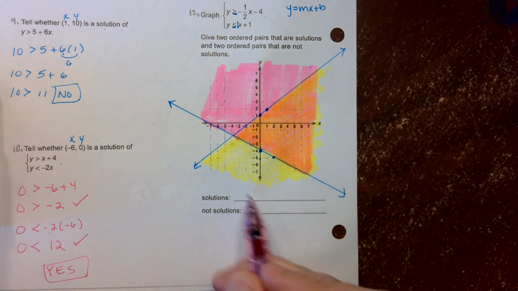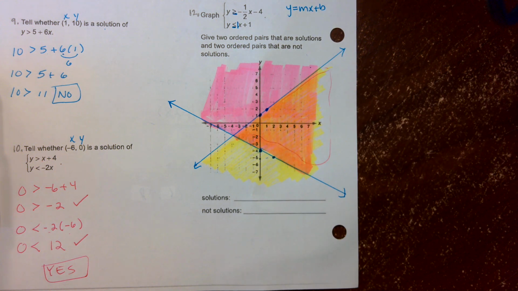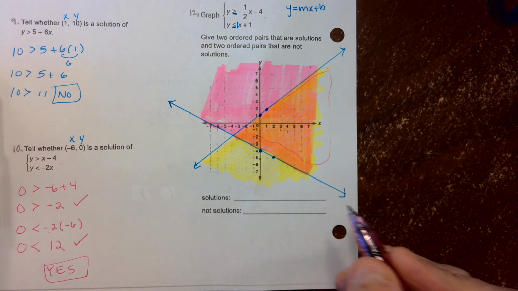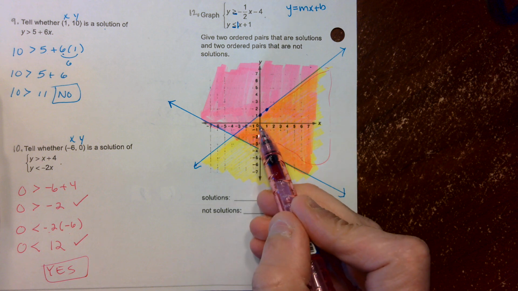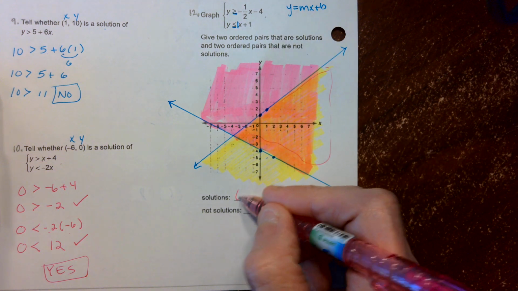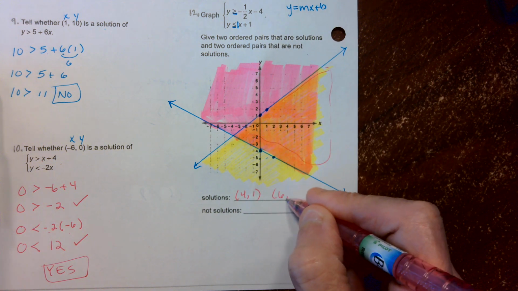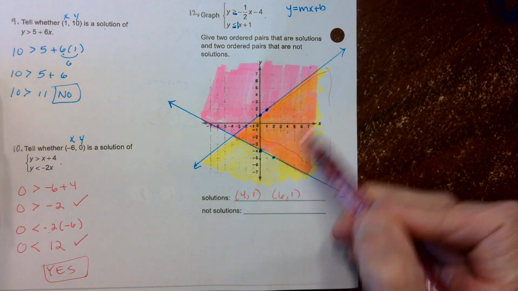All right. Now, can you get the answer? Well, let's see. Solutions are in here. That's my solutions, the orange. So pick two and pick obvious ones. Then you don't have to make a mistake with that. So I'm going to do 4, 1. And I'm going to do 6, 1. And you can pick any in here and they'll be right. I check them all.